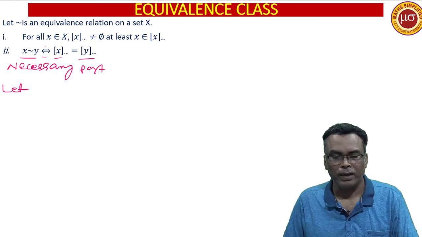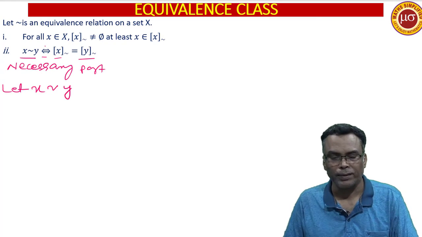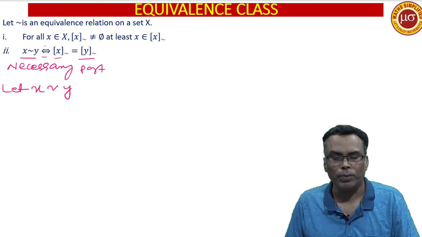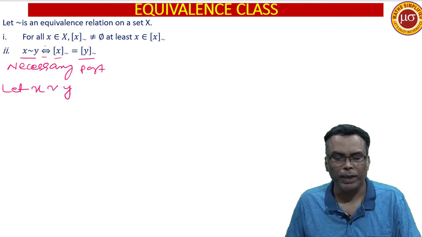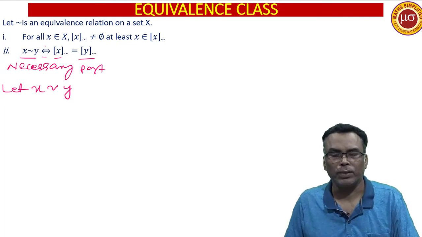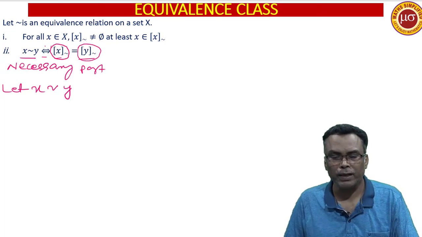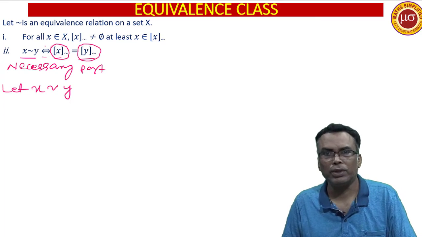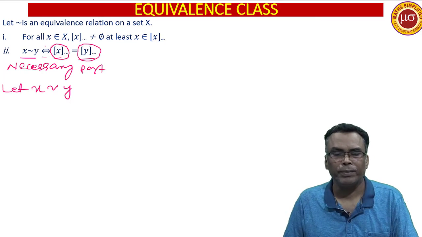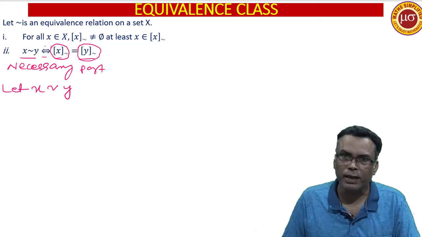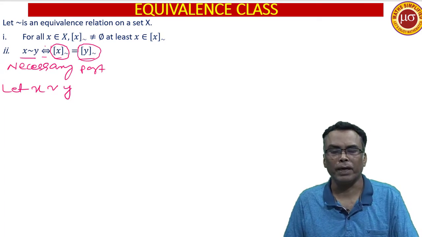Let x is related to y. We want to prove that the equivalence class of x is equal to the equivalence class of y. That we want to prove. So here the equivalence class of x is a set, and the equivalence class of y is also a set. Two sets are equal if the first is a subset of the second and the second is a subset of the first.